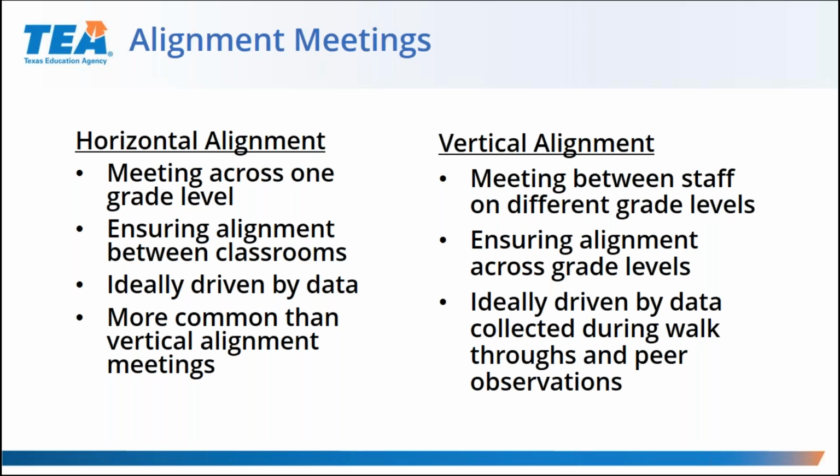We want to complement them though with vertical alignment meetings. These meetings happen between staff on different grade levels. For the purposes of our support network, we're going to look at vertical alignment between pre-K and kindergarten staff. And it's ensuring that there's alignment across those grade levels. It is also ideally driven by data collected during walkthroughs and peer observations.